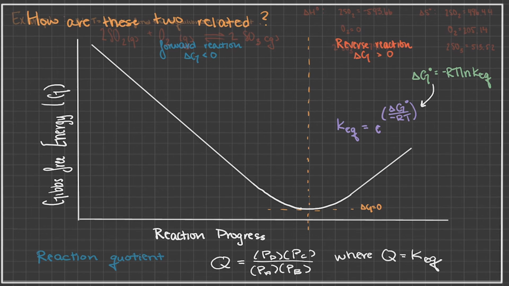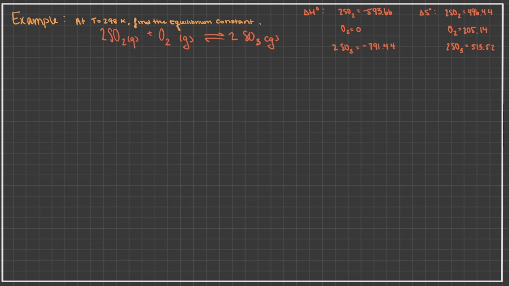Now we have an example on the screen right now. This following equation is 2SO2 gas plus O2 gas in equilibrium with 2SO3 gas. And we know that our temperature is 298 Kelvin, and we want to find the equilibrium constant. I have provided our delta H standard values as well as our delta S standard values, and this comes in handy when we're looking at the following problem.